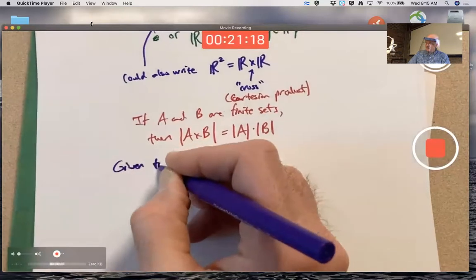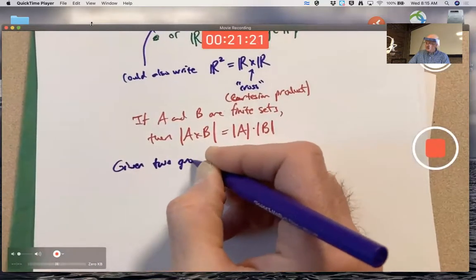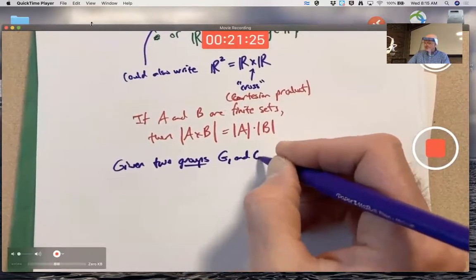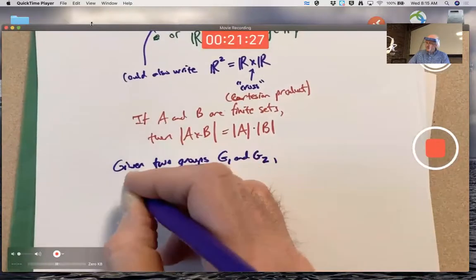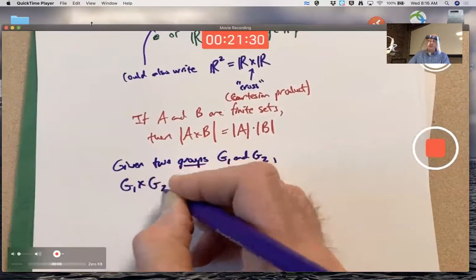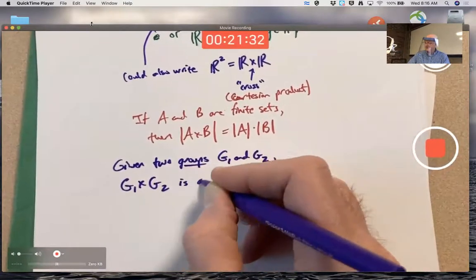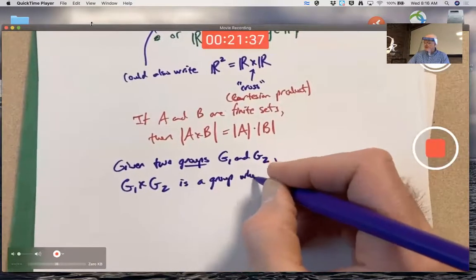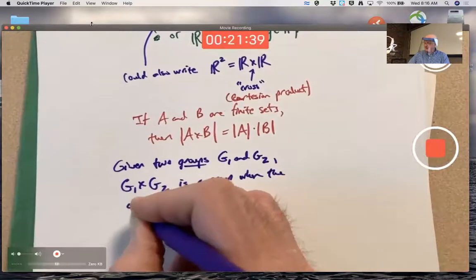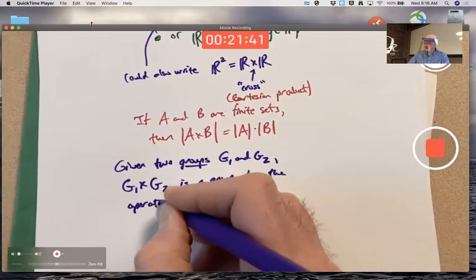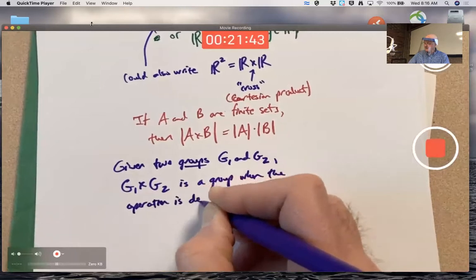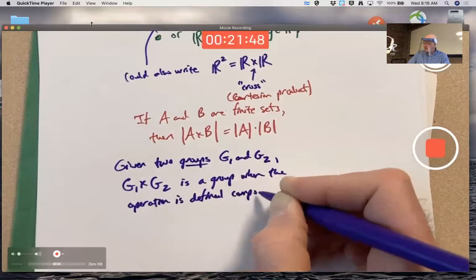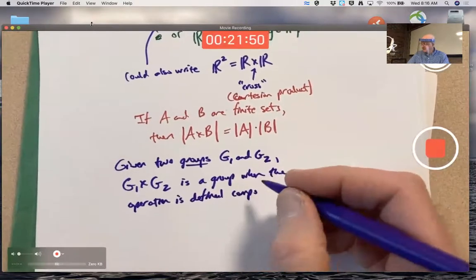Given two groups, say G1 and G2, G1 cross G2, that Cartesian product, is a group when the operation is defined component-wise. Or coordinate-wise. You can use either phrase, component-wise or coordinate-wise.